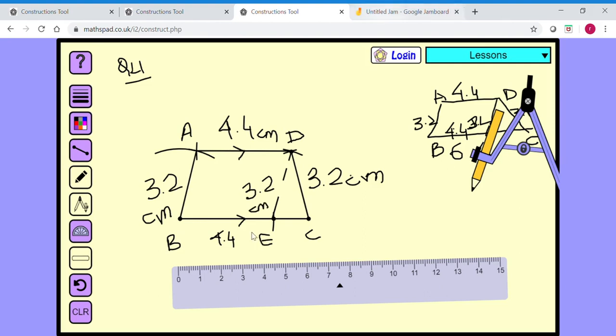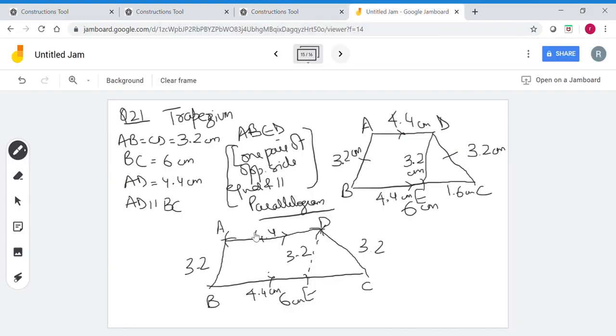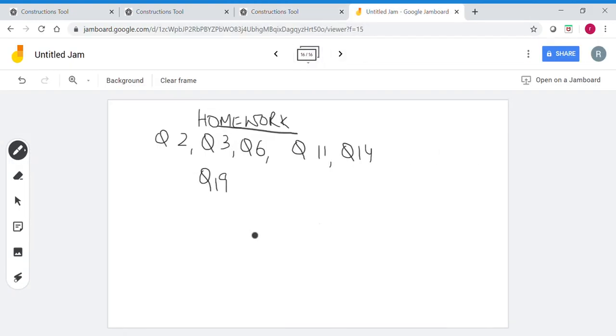Before I leave, let me just mark your homework questions. These are your homework questions: Question 2, 3, 6, 11, 14 and 19.